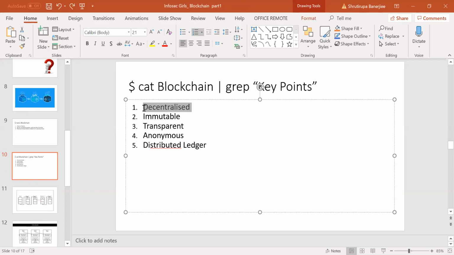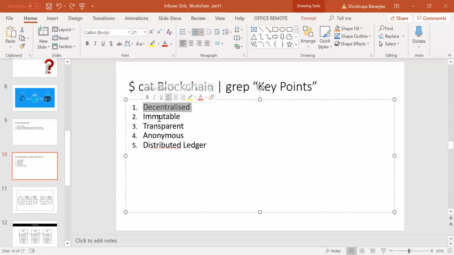First of all, it is decentralized. Sorry, there is no central authority. There is no main authority or central government which is taking care of any kind of transaction. Each and every node within the blockchain network is itself taking care of it. How is it doing it? We'll get to know about it.